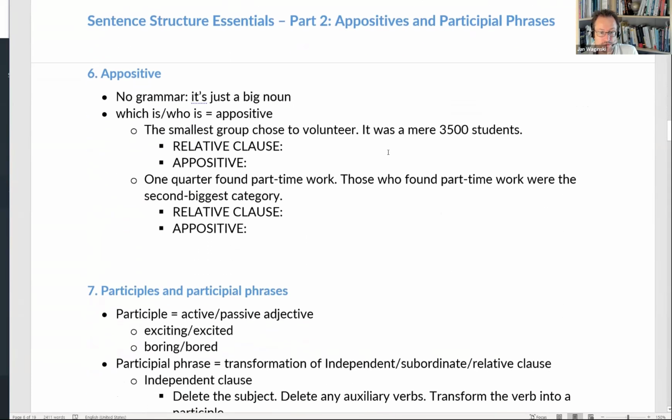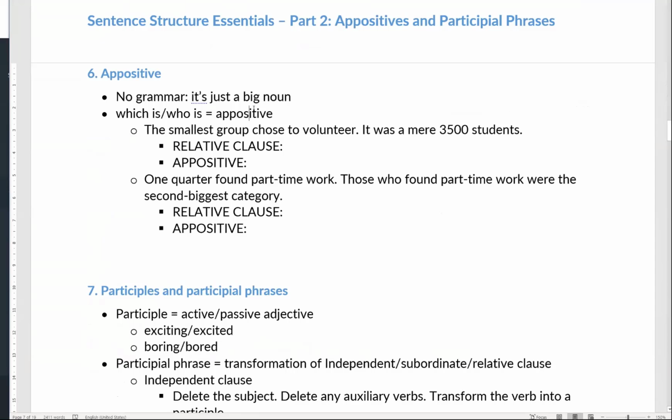The next two really common structures that we see all the time. We're going to talk about appositives and participial phrases. So an appositive is a really simple structure. It's got really no grammar. It's just a big noun.